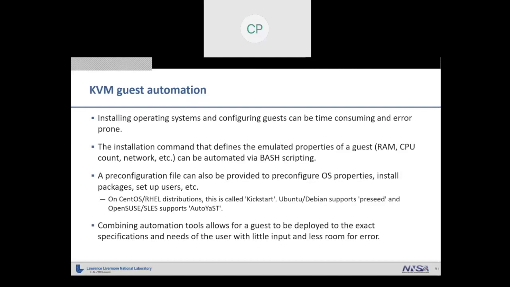Some common forms of pre-configuration files are Kickstart for CentOS and Red Hat-based distributions, Preseed for Ubuntu or Debian distributions, and AutoYaST for openSUSE and SLES distributions.